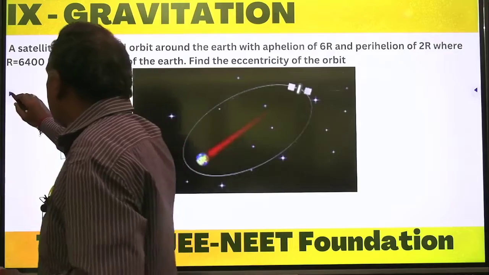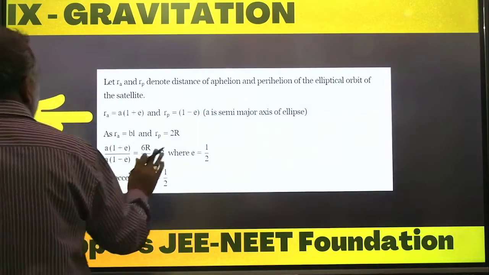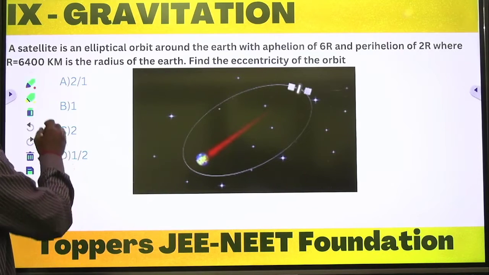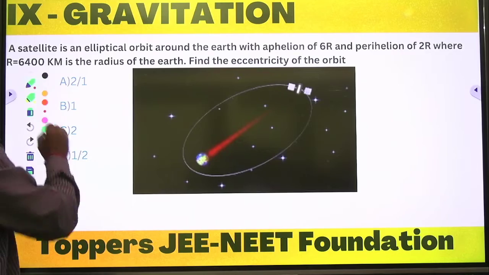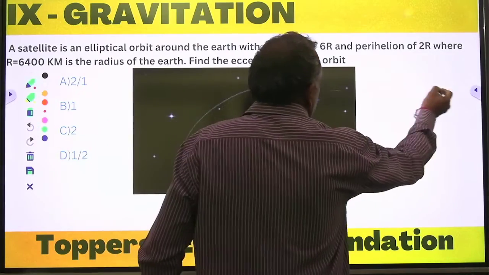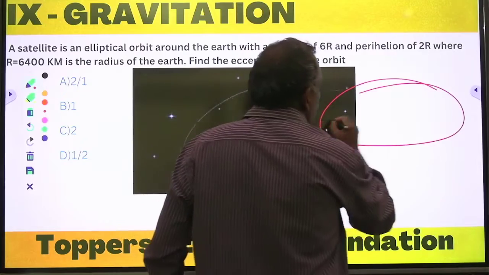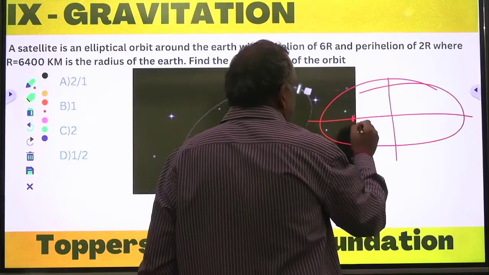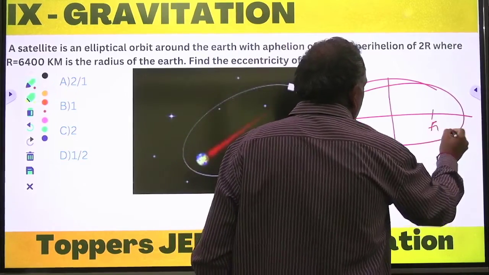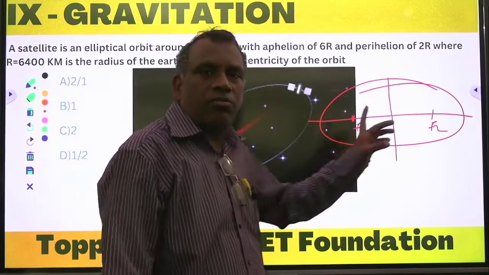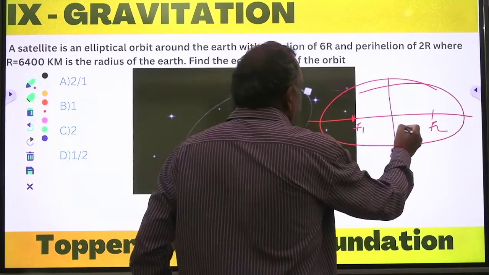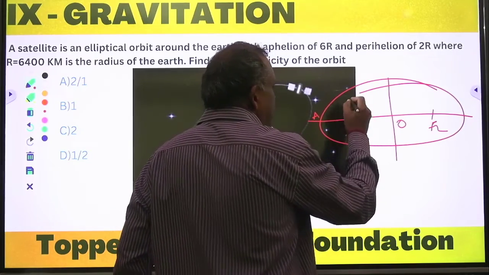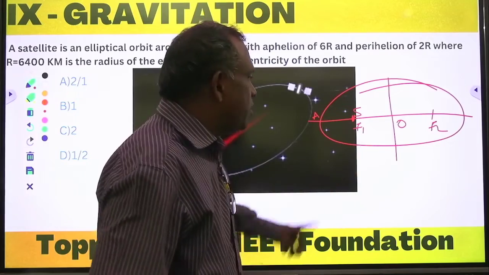To understand this, first of all you should know what is meant by apogee and what is meant by perigee. For example, this is an ellipse. An ellipse will have two foci. Let us say this is the first focus and this is the second focus. Let us take this point O, this point A, and this is the Sun. The Sun is located at one of the foci of the ellipse.